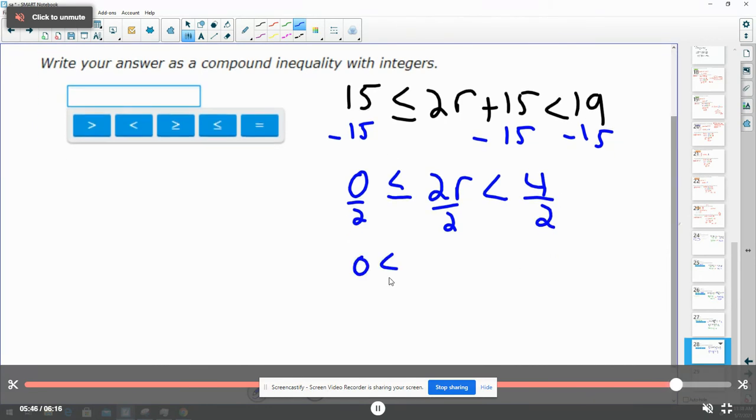0 divided by 2 is still 0, less than or equal to r, less than 4 divided by 2 is 2. And again, make sure you click the correct button here. So less than or equal to, type in the r, less than 2.